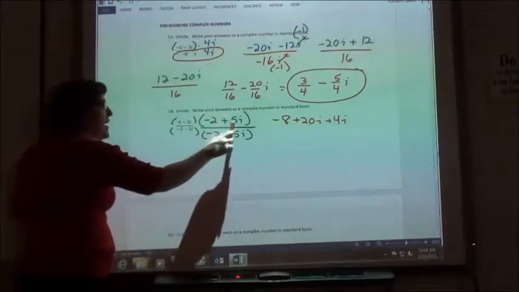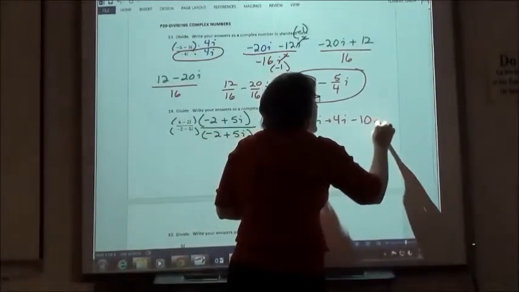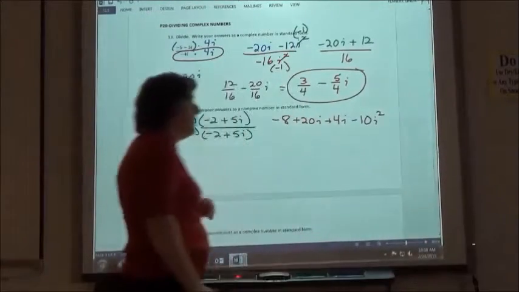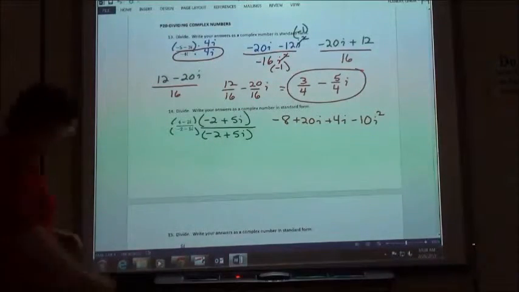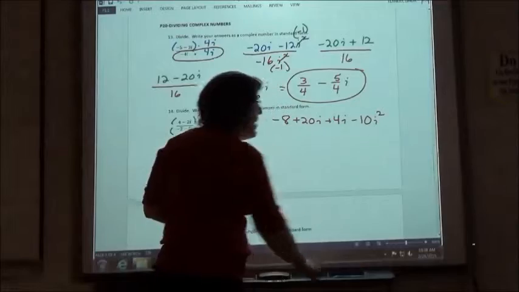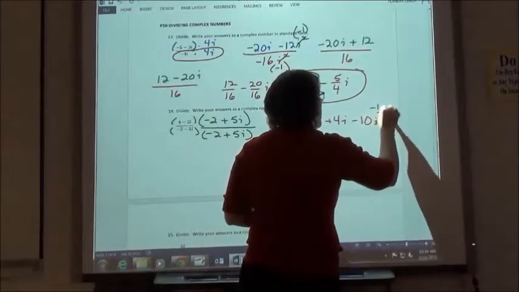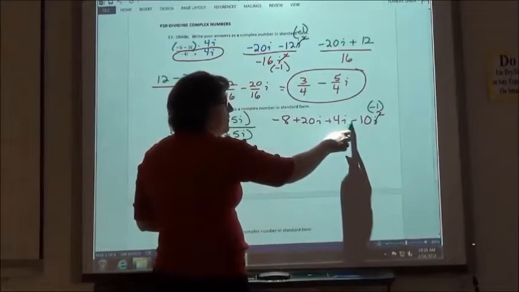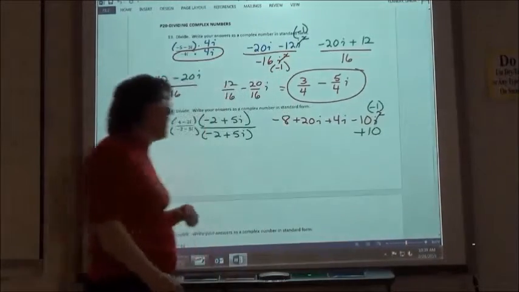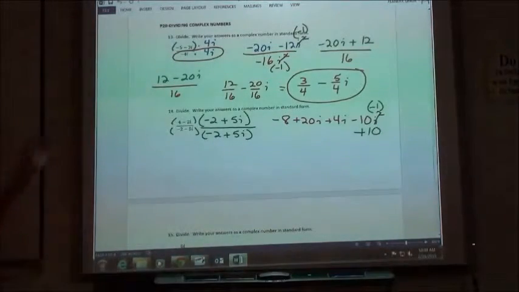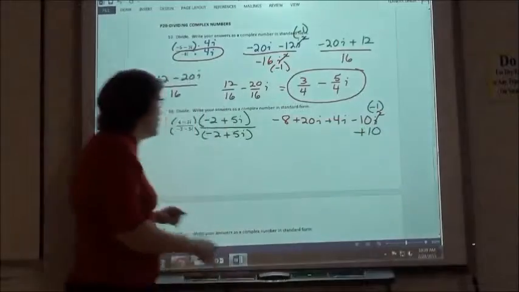Negative 2i times a positive 5i is negative 10i to the second power. I have an i squared. If I have an i squared, I'm going to put a negative 1 in there. Negative 10 times negative 1 is going to make that a plus 10 instead of a minus 10, right? So, putting that in standard form, I have negative 8 plus 10, which is 2.